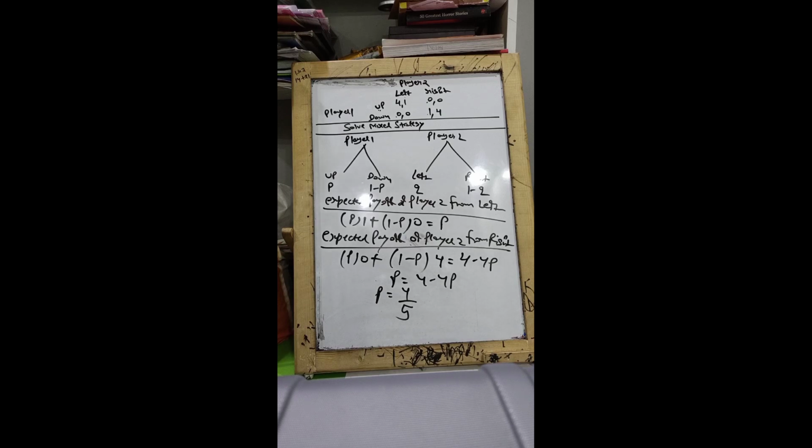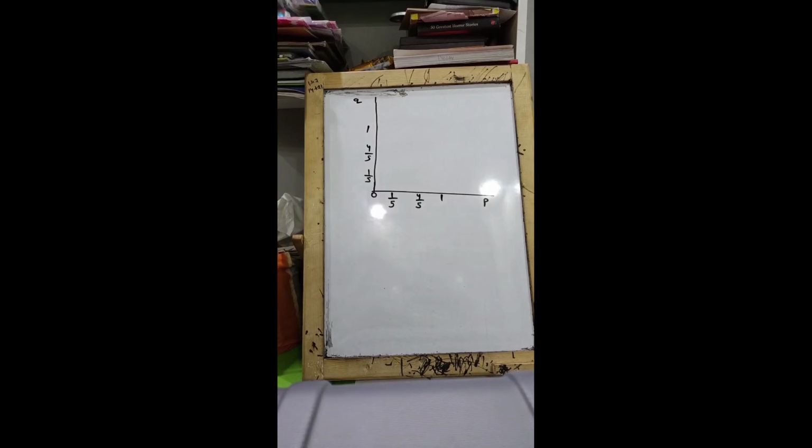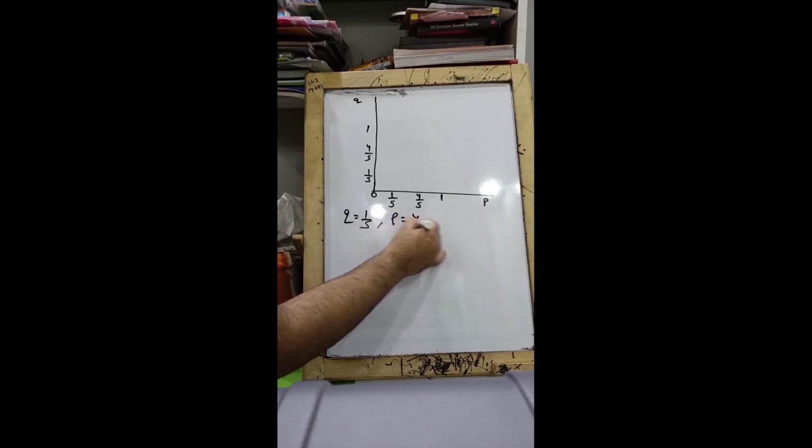Now I shall be teaching you in this particular question how to draw best response curves. Now guys, be very smart, because if you can understand this particular thing, you should be winning this mixed strategy topic. Well guys, if you remember, Q was 1 by 5 and P was 4 by 5.